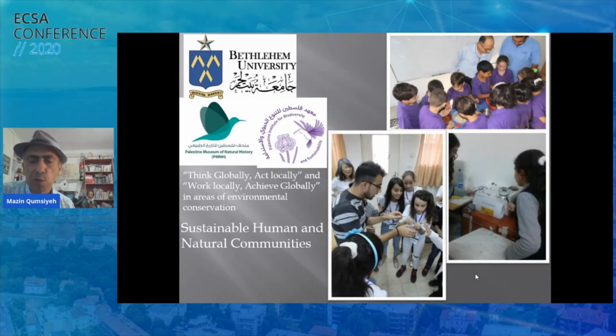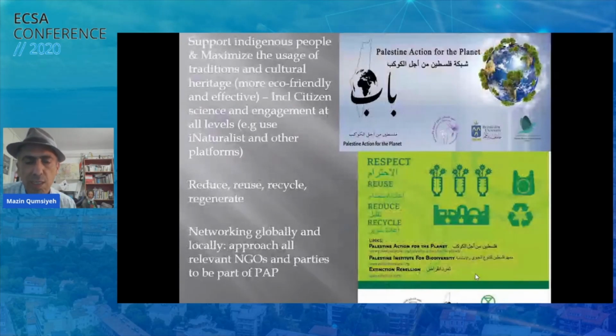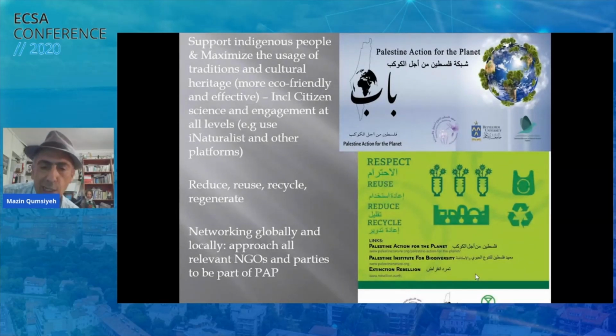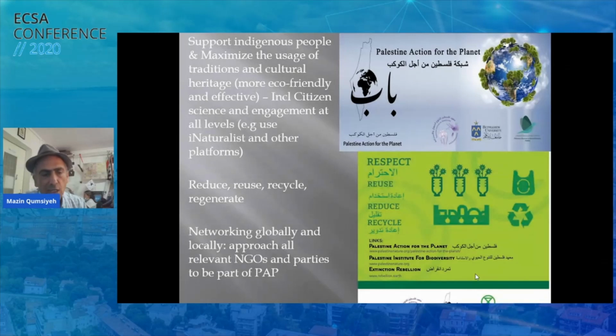And our ultimate mission, or vision, if you want, is sustainable human and natural communities. And for that, we need people to be engaged. We need people to engage with citizen science. Now, in this room, actually, I have some volunteers and others who are working with us, and we engage with students who volunteer to collect data and do research on various aspects. We also started a group called Palestine Action for the Planet, and the idea is to mobilize people, both native people and also in collaboration with internationals and others who want to help us to be able to affect change locally and, of course, globally.